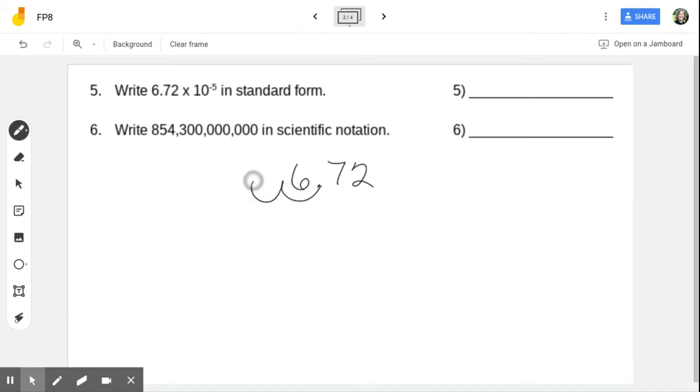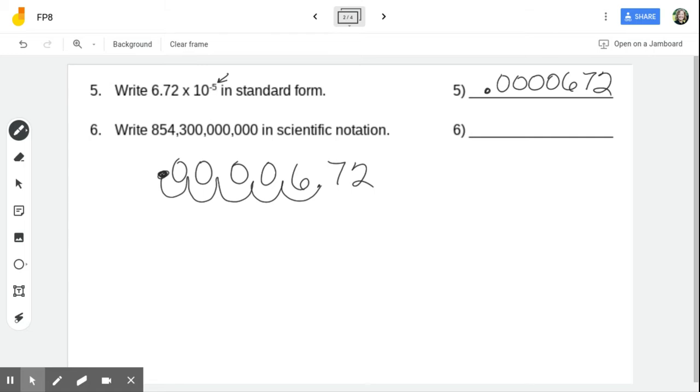1, 2, 3, 4, 5. How did I determine 5? Because of that right there. Okay, so these become zeros. And my answer is 0.00000672. That's a tiny number, right? Okay, good. So now we have this big number for number 6.